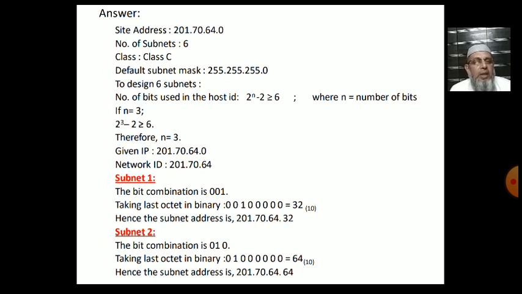The second subnet will be 010, because the value changes. Taking the last octet in binary, 010 is our combination of the 3 borrowed bits, and with the 5 zeros, that is 64. When we convert this into decimal, it will be 64. Now the subnet address is 201.70.64.64. So this is the first address of the second subnet.